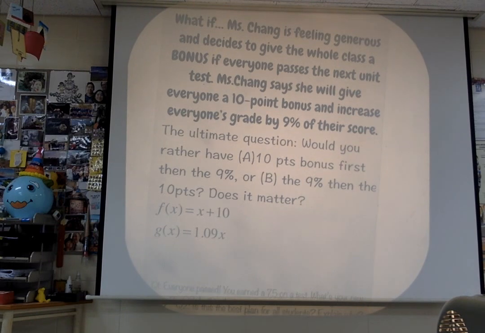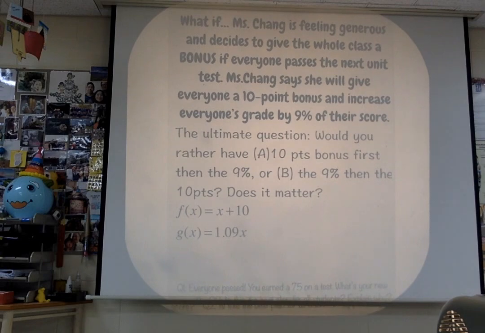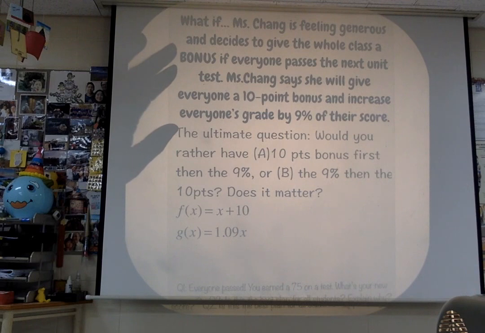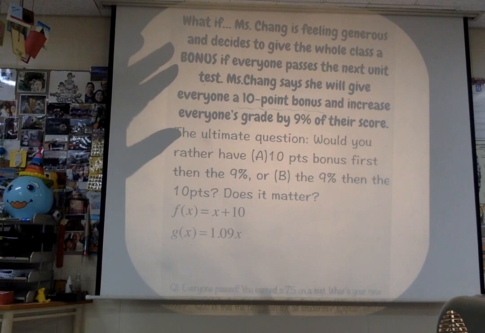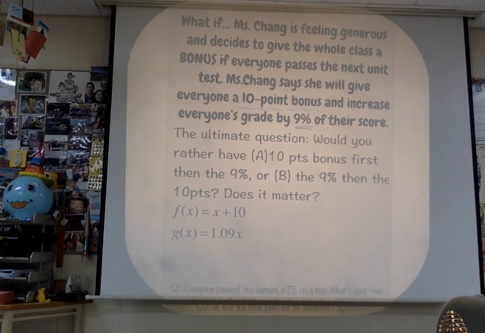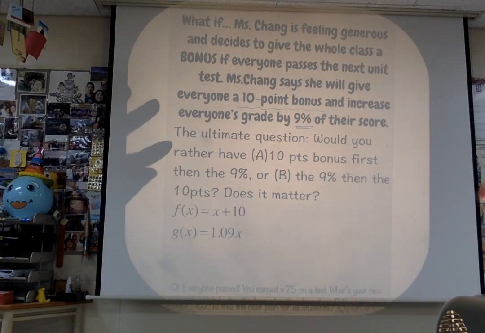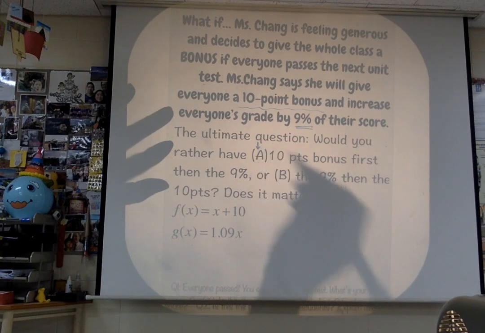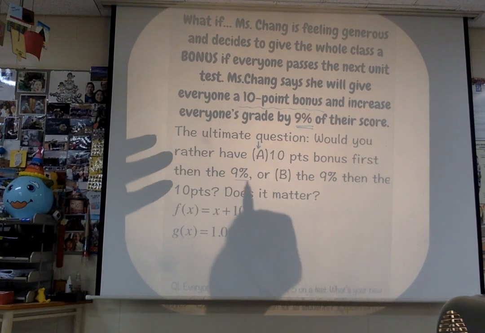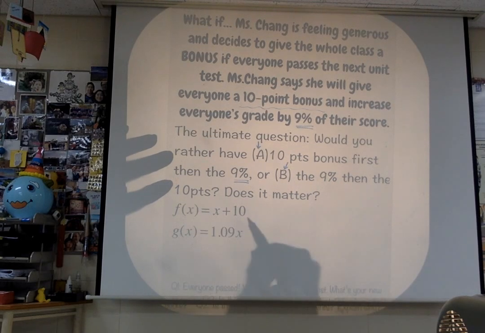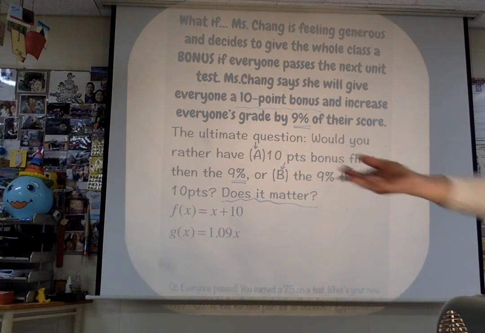Now, what if Ms. Chang is feeling so generous and she decides to give the whole class a bonus if everyone passes the next unit test? What usually happens? Ms. Chang says she'll give everyone a 10-point bonus and increase everyone's grade by 9% of their score. What the factor? The ultimate question is this. Would you rather have A, you have choices, okay? 10 points bonus first and then 9%, or B, 9% first and then 10 points. And think about it. Does it matter?